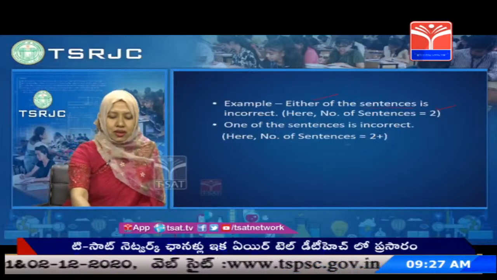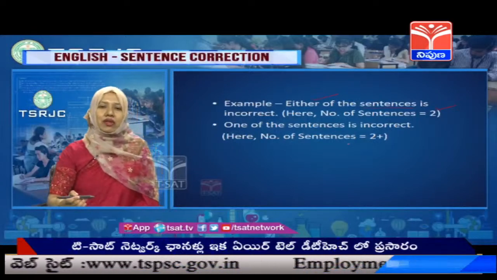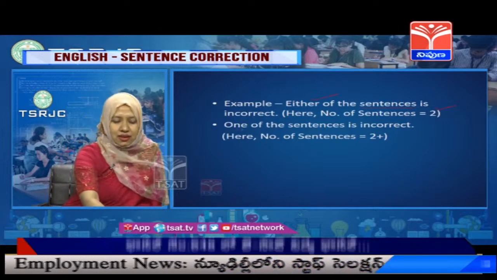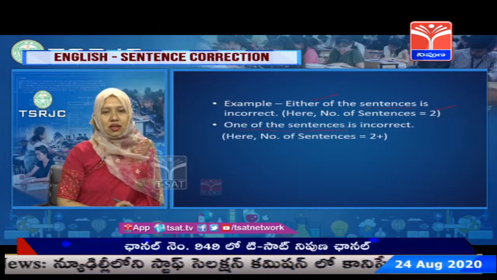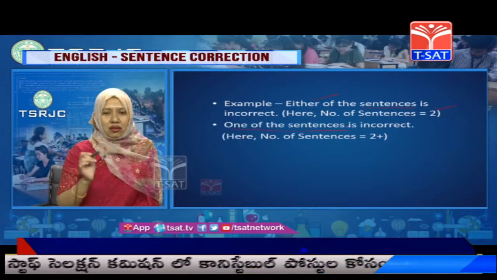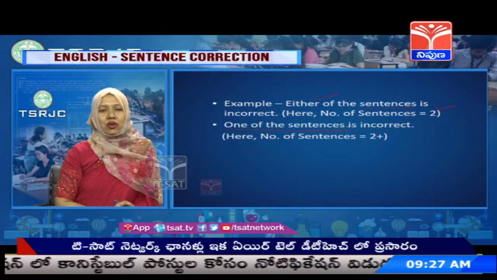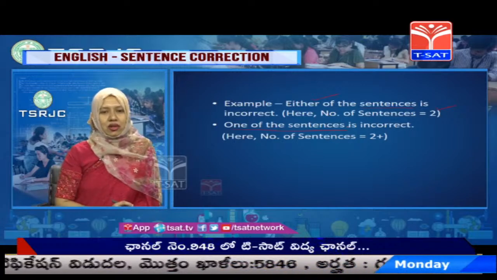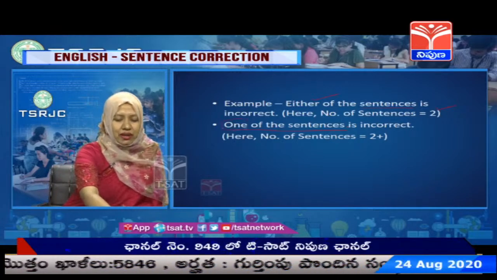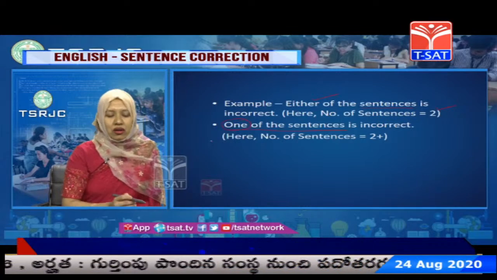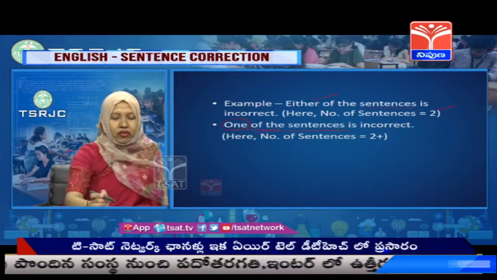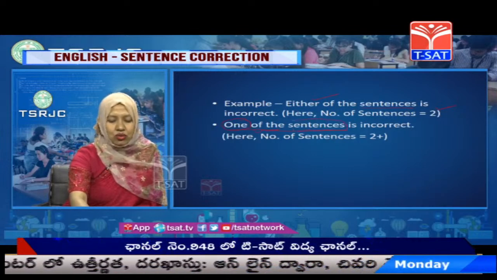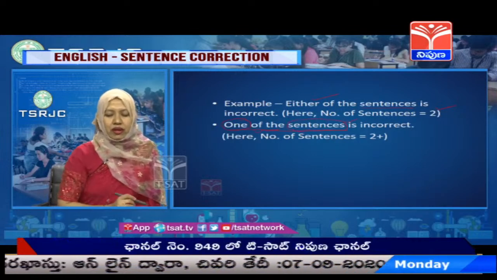Out of two sentences, or in a paragraph there are many sentences, we say one of the sentences. There are many sentences. You are pointing out one sentence and you are saying that one of the sentences is incorrect. So always remember, when the sentence starts with one, it should be followed by of the sentences. This noun should be plural, S should be there.